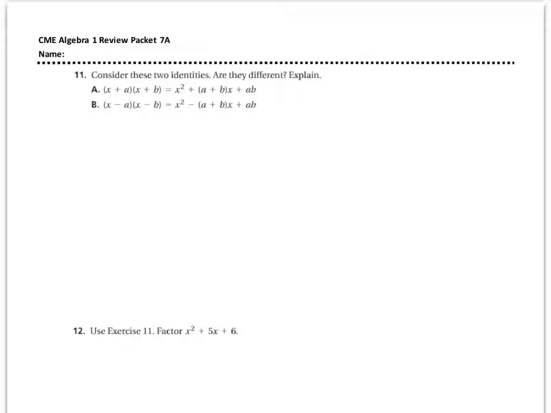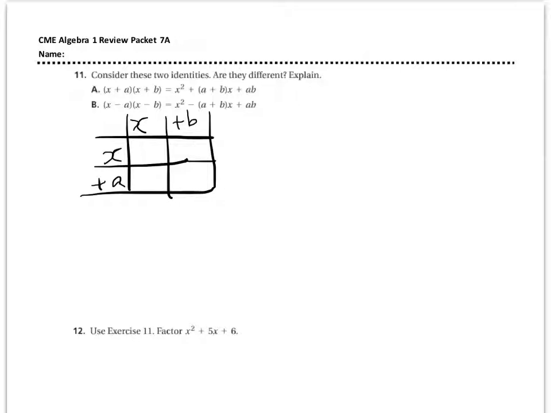Number 11. Consider these two identities. Are they different? Explain. So let's take a look. So we have x plus a, x plus b. So let's set up the table, the expansion box, and complete the table to see if it equals the right side of the equation. Do the same thing for b.